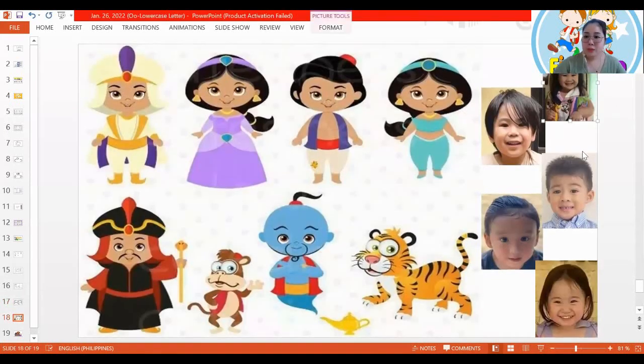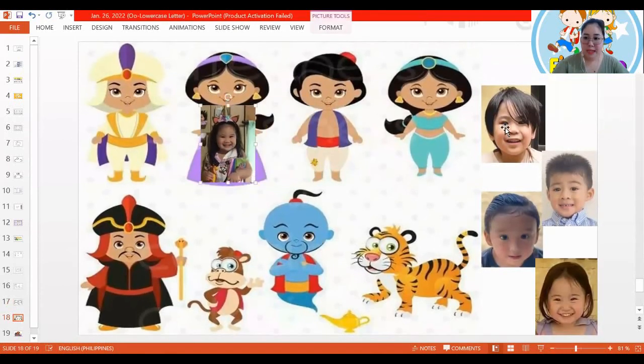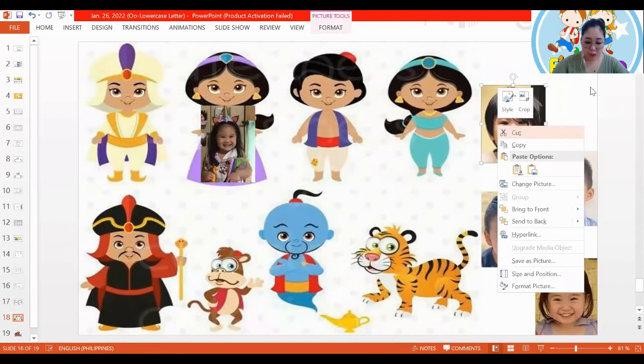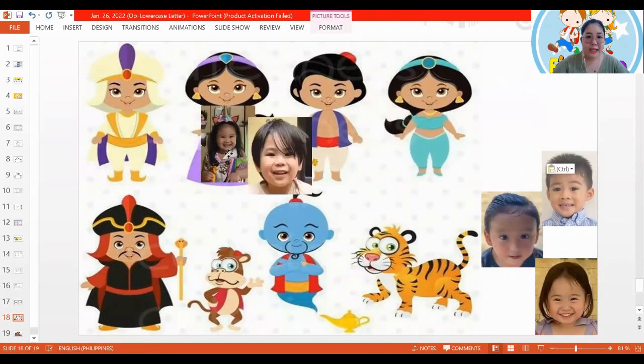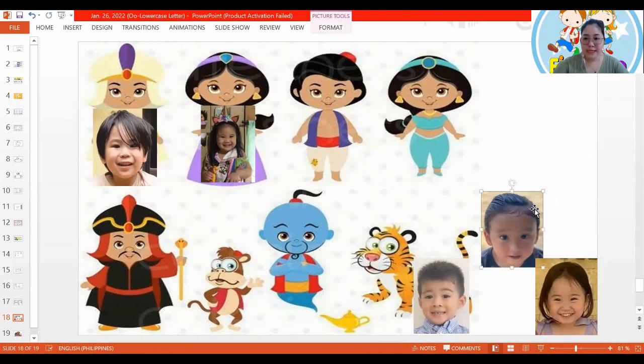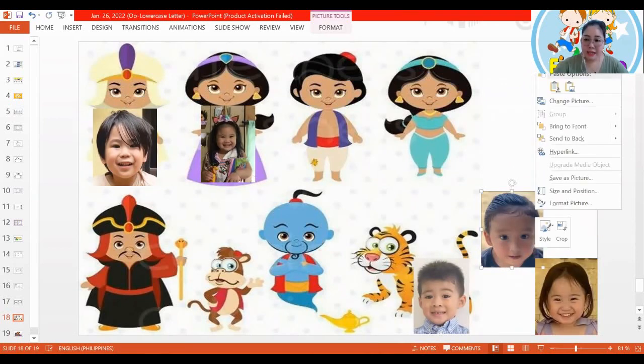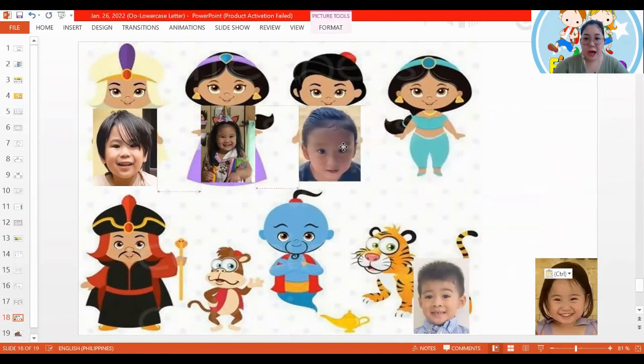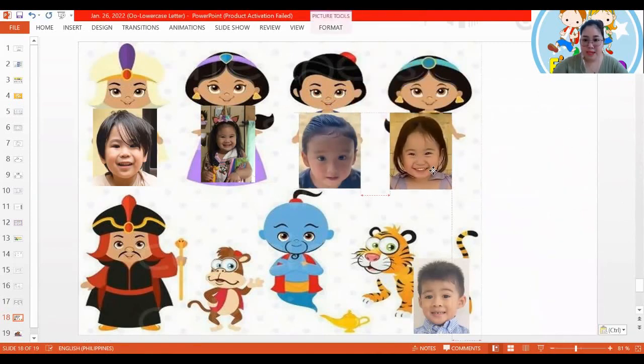So now that we're already done with our work, let's give everybody their friend. So let's start with Amira. Let's give her Jasmine. Then Anton will get Aladdin. Evo, teacher will give Evo the tiger because I know Evo likes tigers. I'll give Mason the other Aladdin, and Mina gets the other Jasmine.